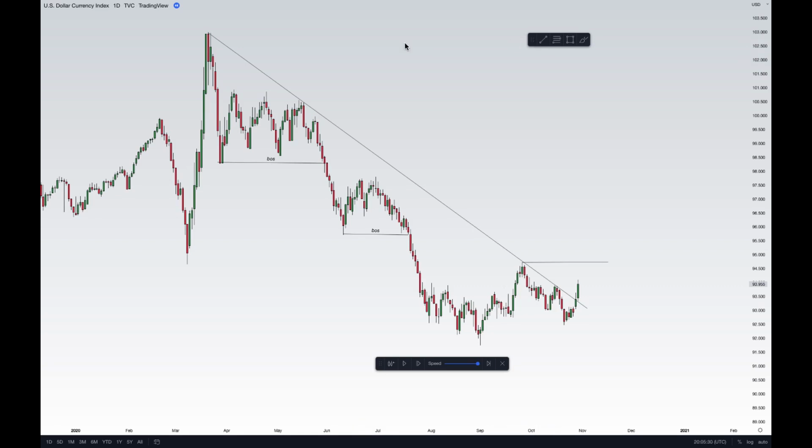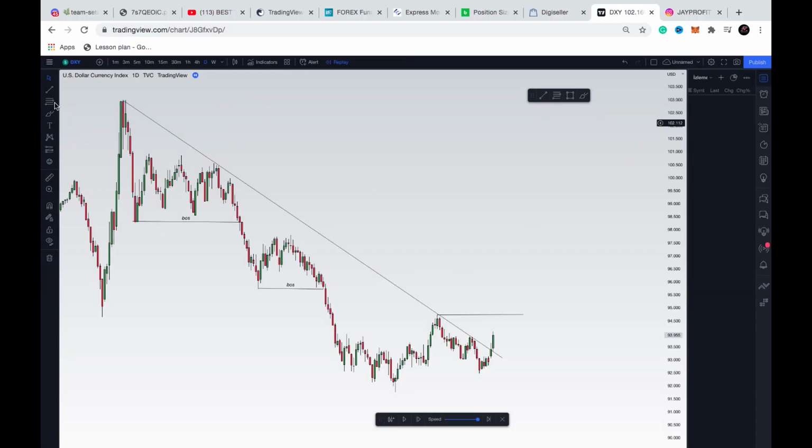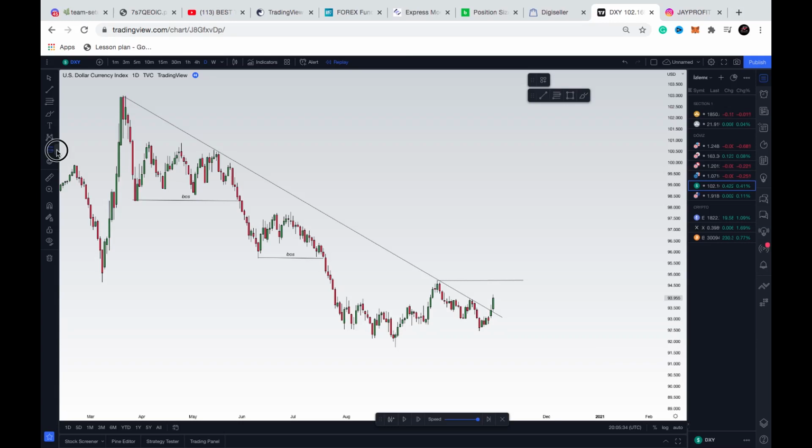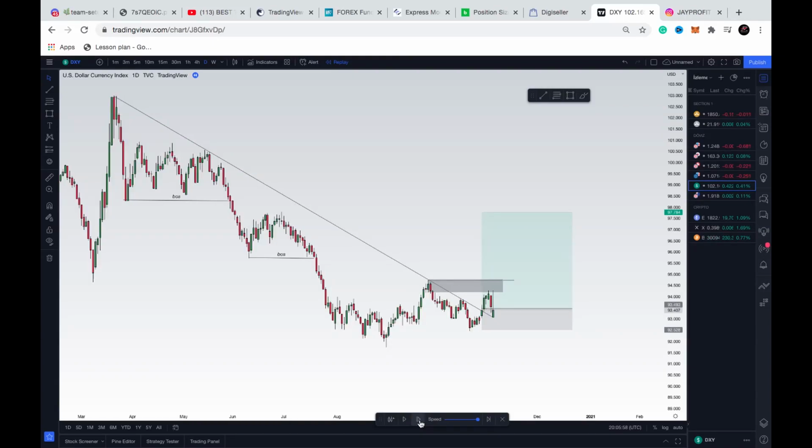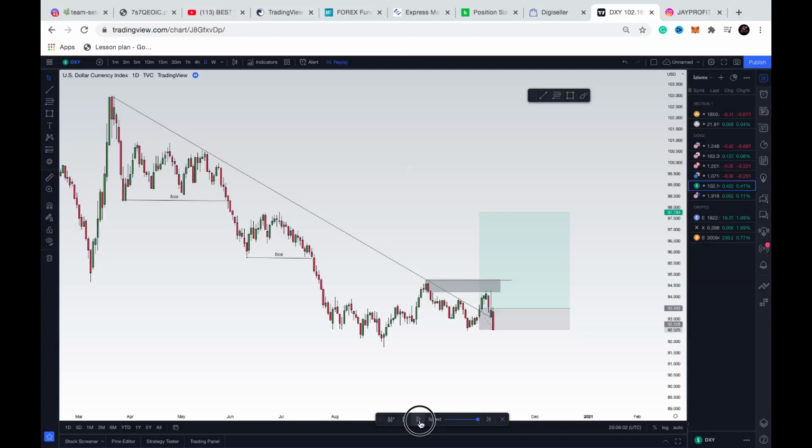Like I said, some people must have started buying this market after they saw the breakout, right? Some people must have entered and their stop loss is likely to be just below here. Now see what happens right here. We have this unmitigated demand right here, an unmitigated demand. Let's see what the market would do.